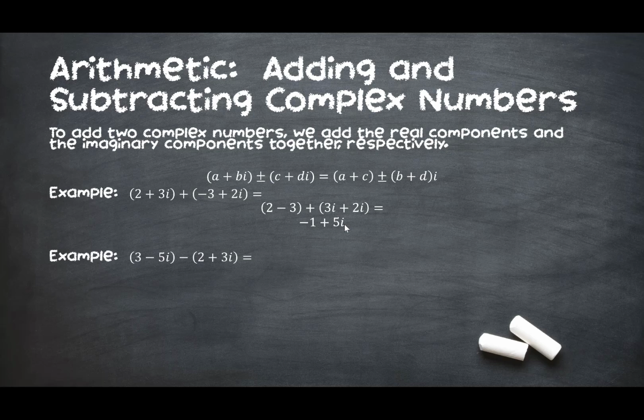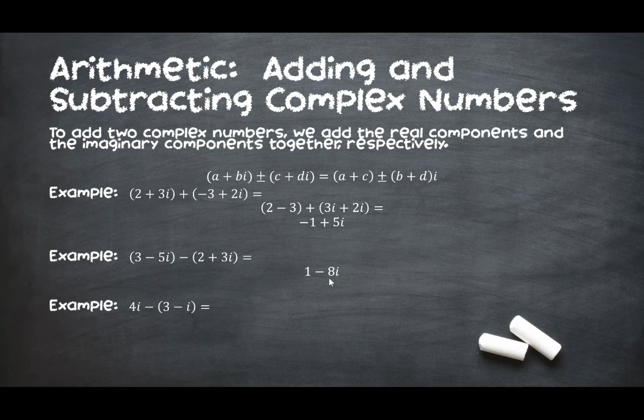So here we're going to subtract. We have 3 minus 5i, and then we want to subtract 2 plus 3i. So it just becomes adding or subtracting the real numbers. 3 minus 2, that's where this 1 comes from. And then we have negative 5i minus 3i, which gives us a grand total of negative 8i. So our final answer is 1 minus 8i.